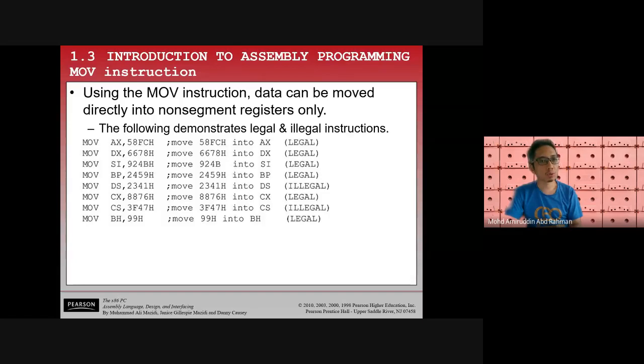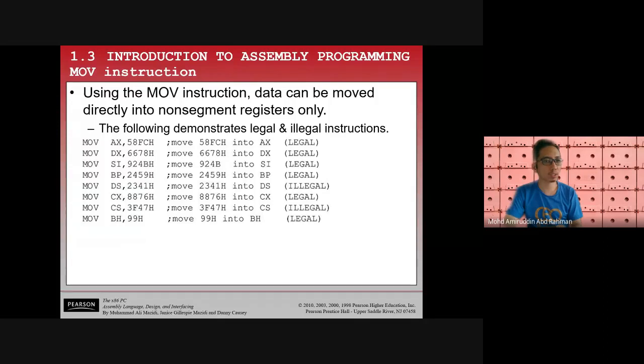We also have BP. Move BP, 2459. That is okay.